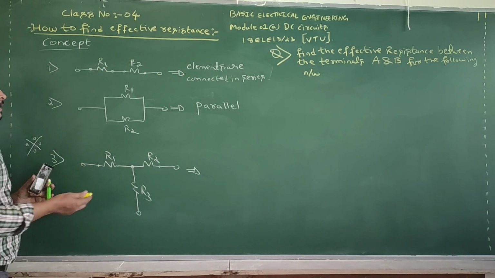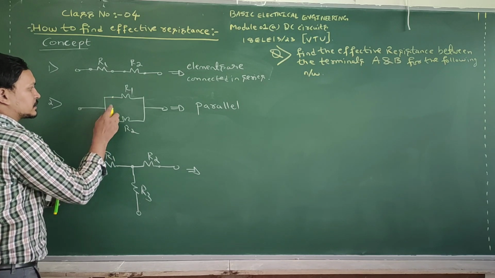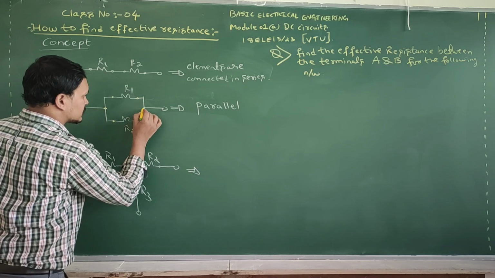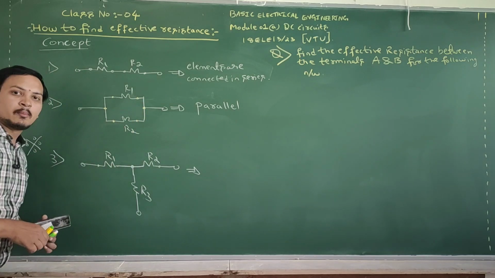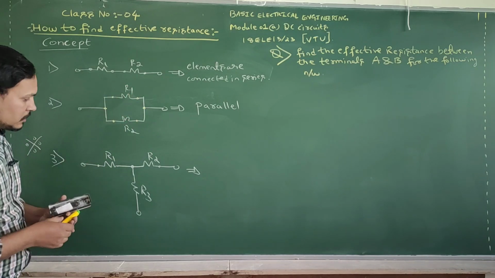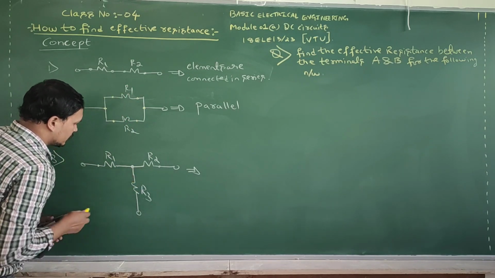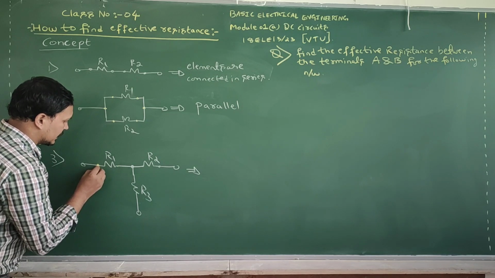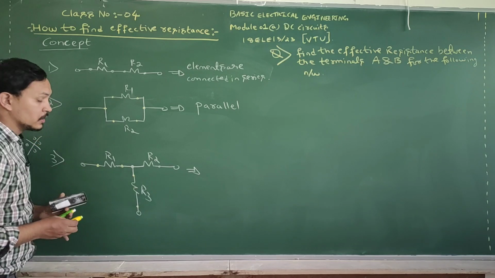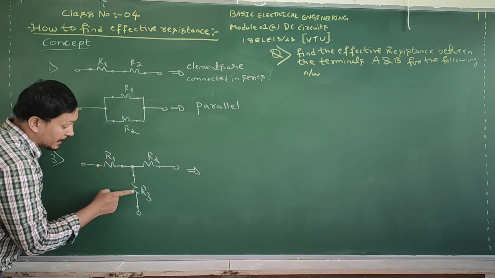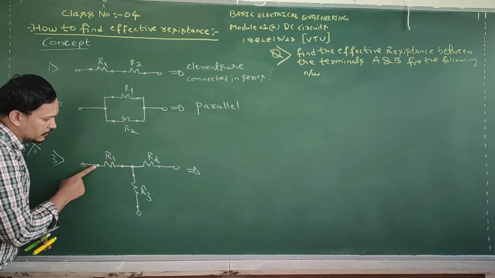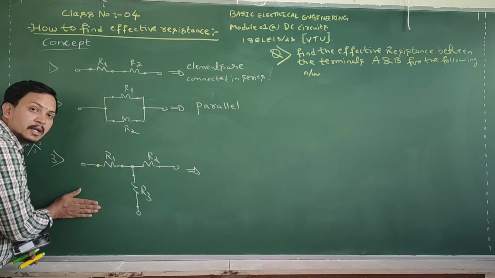What do you mean by parallel? The starting end of each resistor is connected to one common point, and the finishing end of each resistor is connected to another common point. Then you can say those elements are connected in parallel. Now look at here. So this is the starting end, finishing end. The finishing ends of R1 and R3 are connected to one common point. The starting ends of R1 and R3 are not connected anywhere.